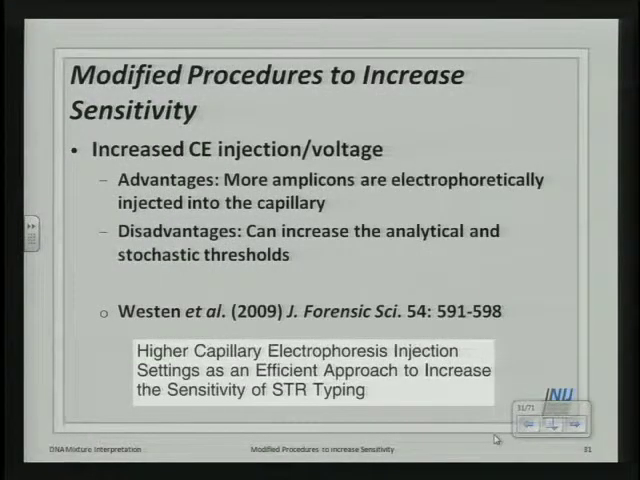This is the paper I mentioned earlier today. This is a group from the Netherlands, Ate Kloosterman's group. And this is a paper that they published in JFS in 2009 by looking at increasing the injection time or the voltage time for your capillary. And so the advantage here is that by increasing the time and the voltage amount, you can put more amplicons into the capillary, so therefore you can increase signal. The disadvantage, though, is that you can also increase your analytical threshold and your stochastic threshold.